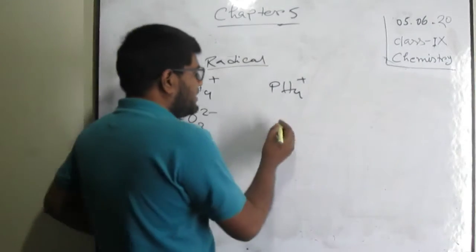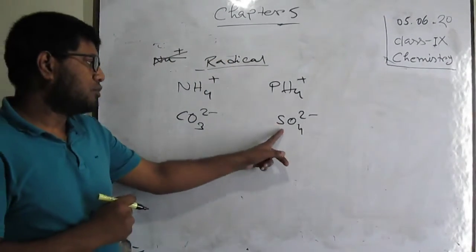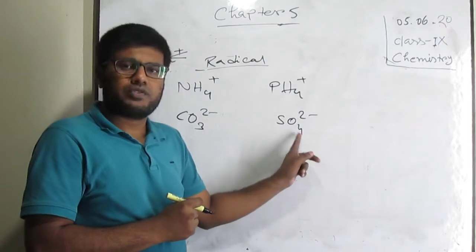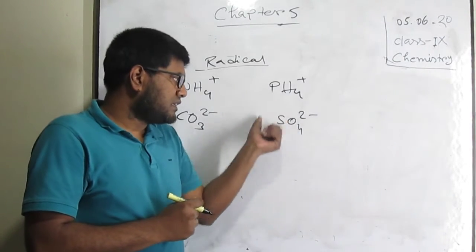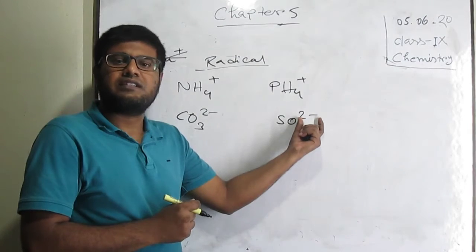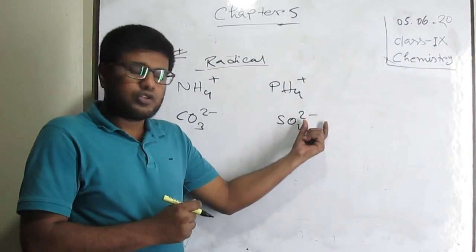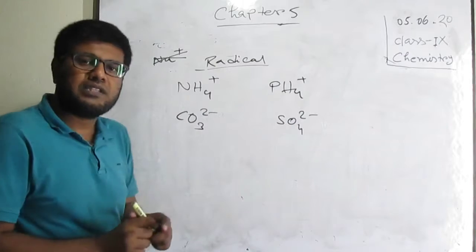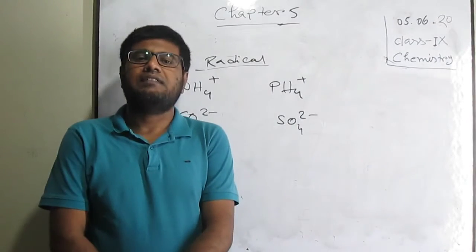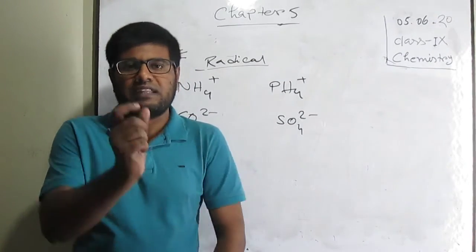Suppose we have sulphate, SO4 2-. Here 1 atom of sulfur and 4 atoms of oxygen. So this combination contains -2 charge. So this is its charge number, and its valency is 2. So charge means positively signed or negatively signed value, and valency is only the value.